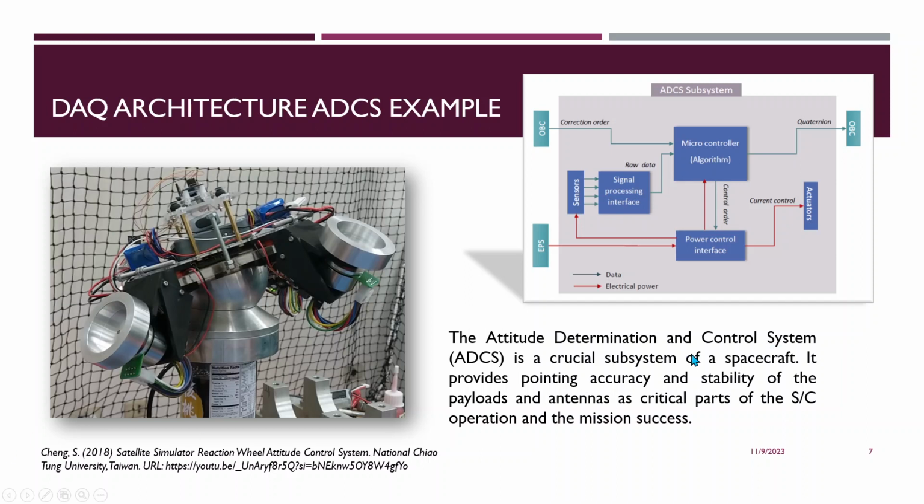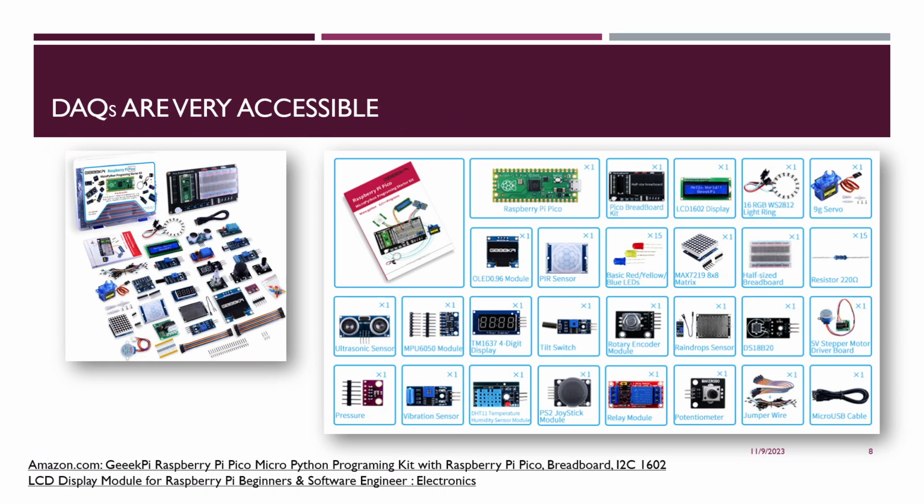Okay, so you might be asking yourself, all right, well, these are all great, but these are all really big industrial use cases. But DAQs are very accessible. There's a link here on Amazon. If you go to Greek Pi, Raspberry Pi, this is a software slash, I would say, systems engineering toolkit. This one actually integrates with the Raspberry Pi.